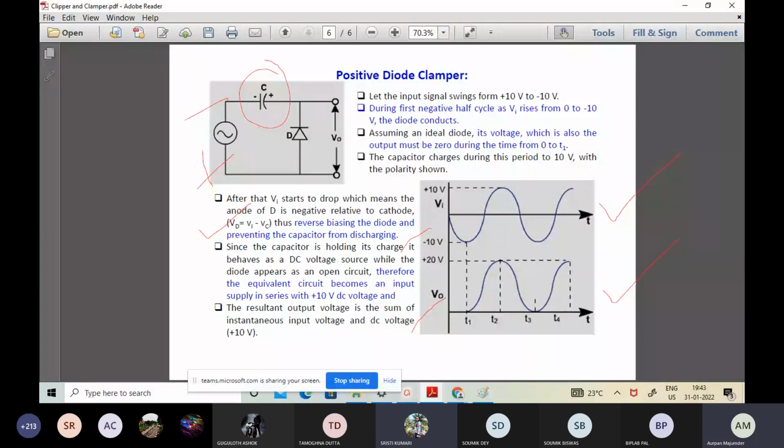Do you have any question, anyone? Okay. So the idea is just the same. That is, as long as it is not attaining minus 10 volts, the diode is in conduction, as being shown.